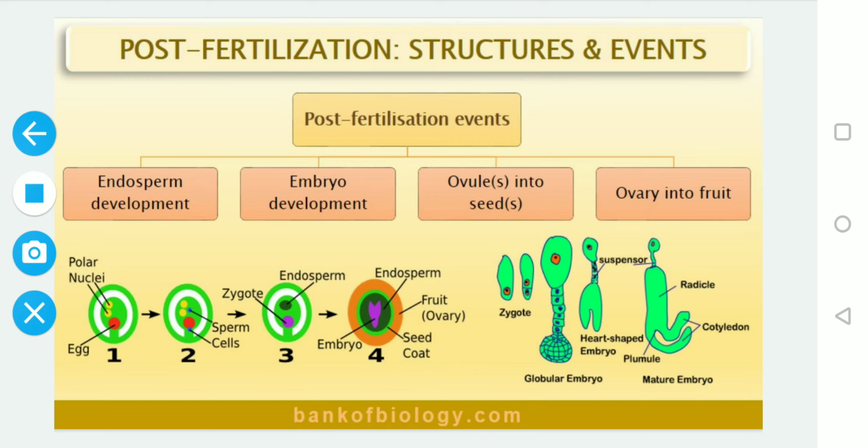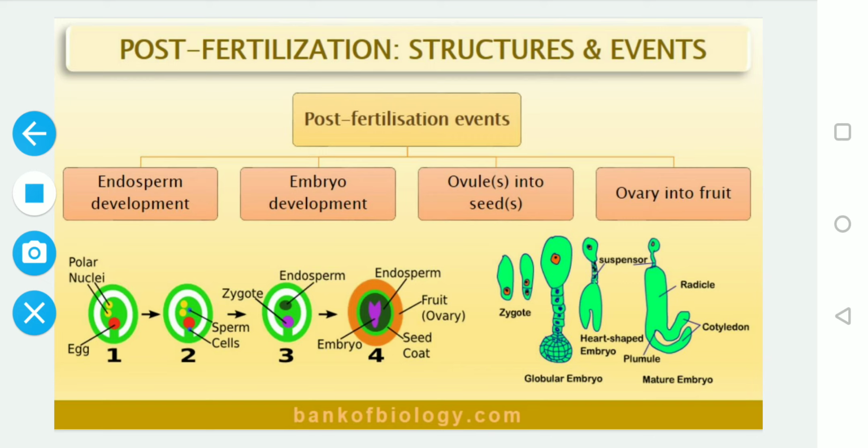Okay. So that means both the structures can also be identified in some species, but in some species the ovules develop into seeds, and later the ovary develops into a fruit. Got it? Here's a brief diagram.